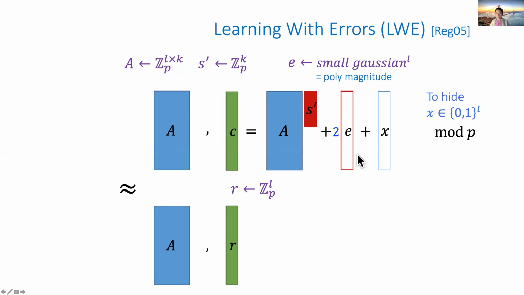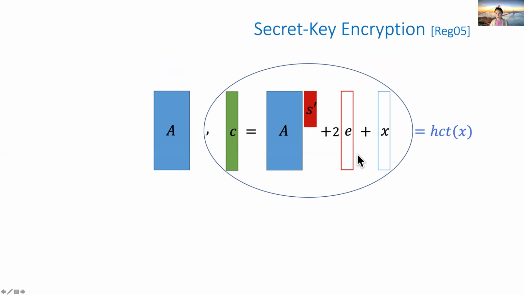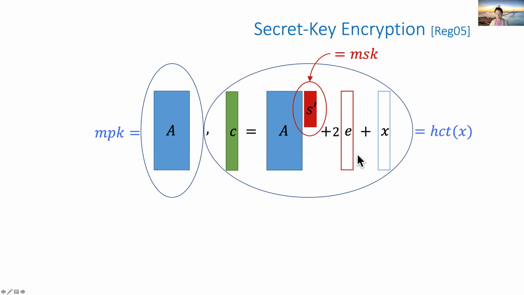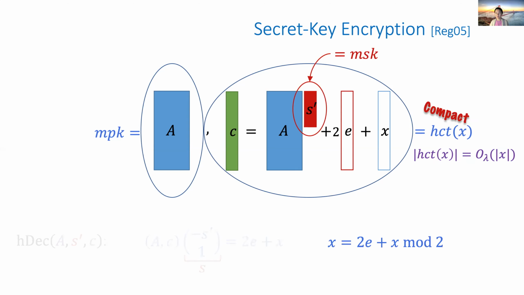Okay, so this effectively gives us a secret key encryption scheme. We can view C as the ciphertext for encrypting x, A as the master public key, and the unknown s prime as the master secret key. Note that this encryption scheme is very efficient. The ciphertext length is exactly linear in the input length. Also, the LWE assumption immediately implies that the master public key together with the ciphertext, note that only one ciphertext, is indistinguishable from random.